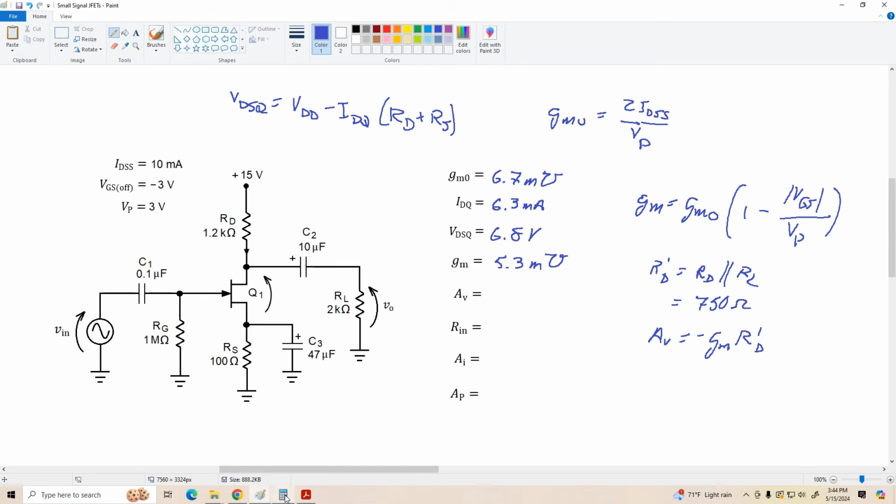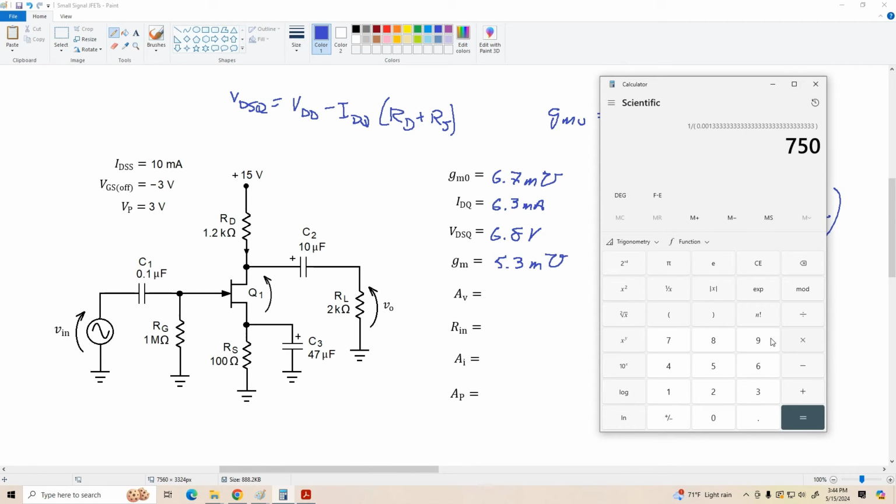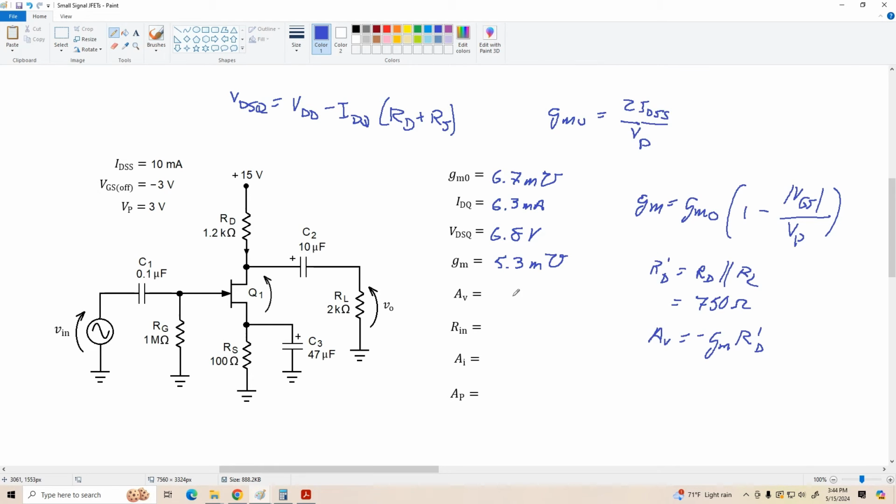So that's going to be 750 ohms times 0.0053, a voltage gain of pretty darn close to 4, and it's actually -4, so it's a little better than it was for the previous amp, but nothing great. And again, that's what we expect with JFETs. They're just not very high voltage gain devices.